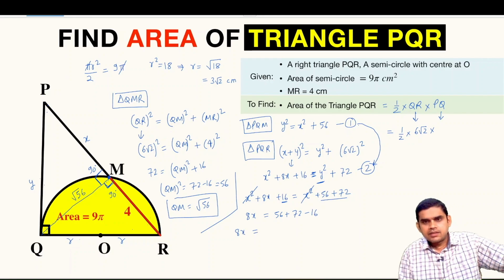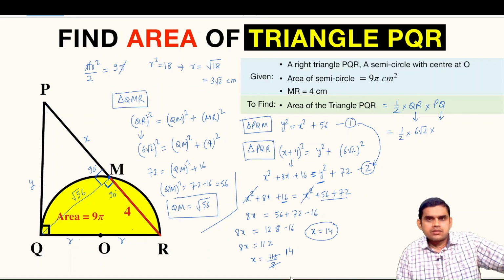So 8x will be, let us first add these two, 56 plus 72. 6 plus 2 will be 8 and 5 plus 7 will be 12. 128 minus 16 is 112. So x will be 112 by 8. 8 times 1 is 8. Then in hand we will have 3. 8 times 4 is 32. So we will get the value of x as 14.